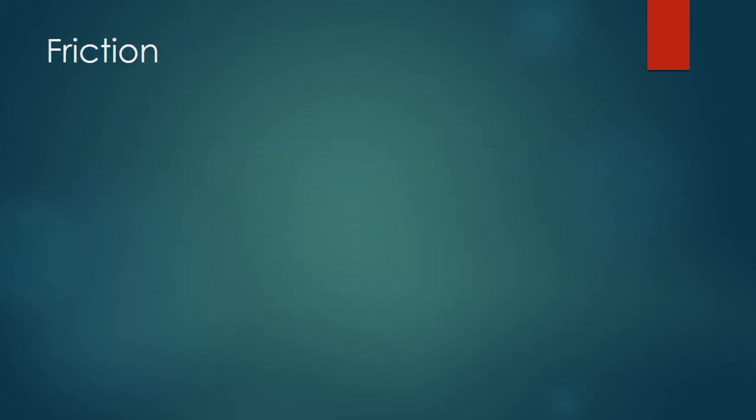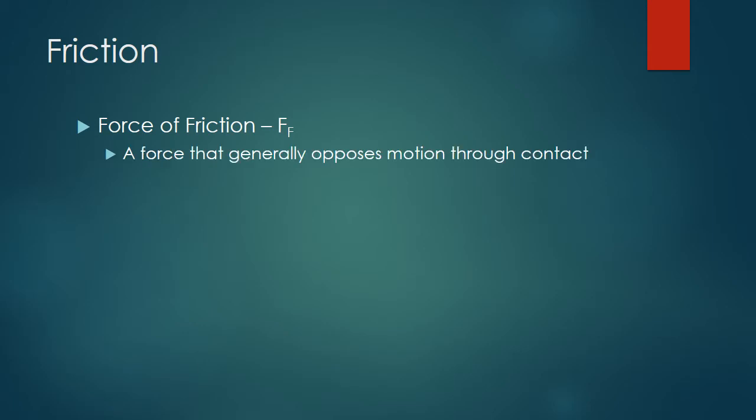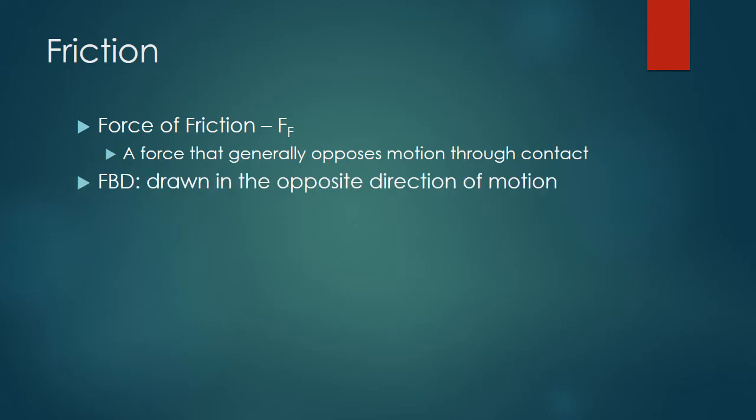The third force I'd like to talk about is friction. Force due to friction, we will abbreviate that F sub f. And it's a force that generally opposes motion through contact. In a free body diagram, you draw friction in the opposite direction of motion. So if something's moving, friction's going the other direction.